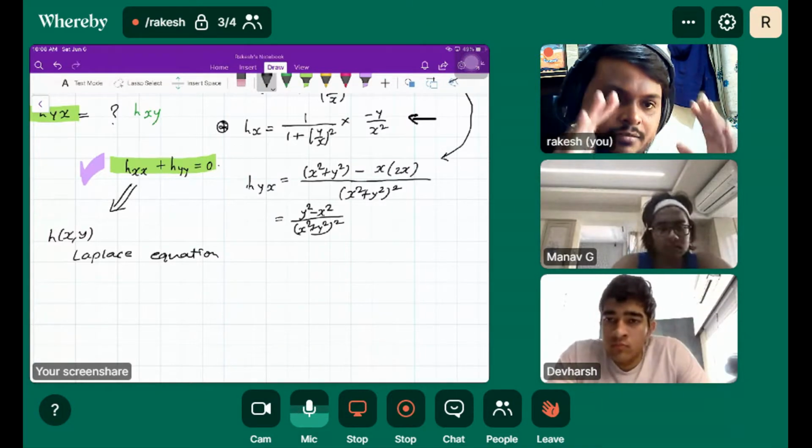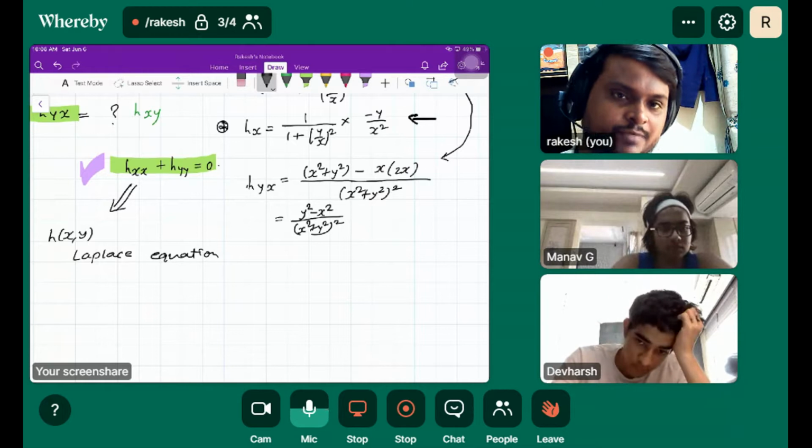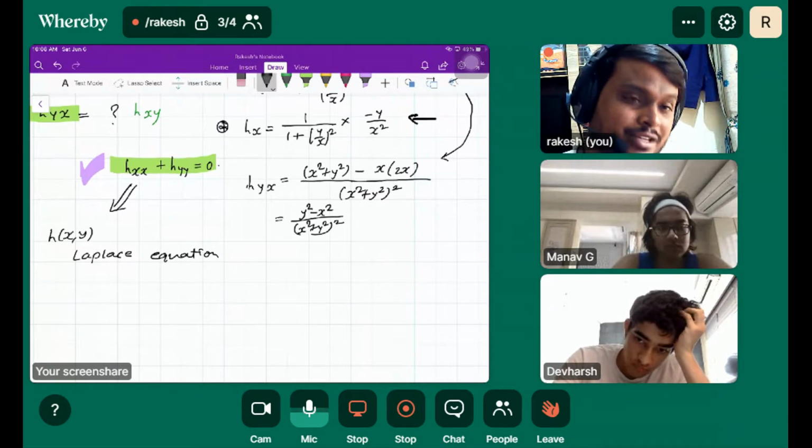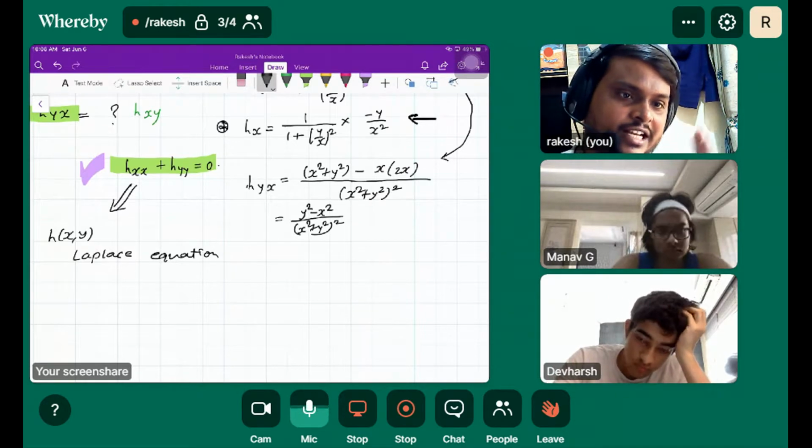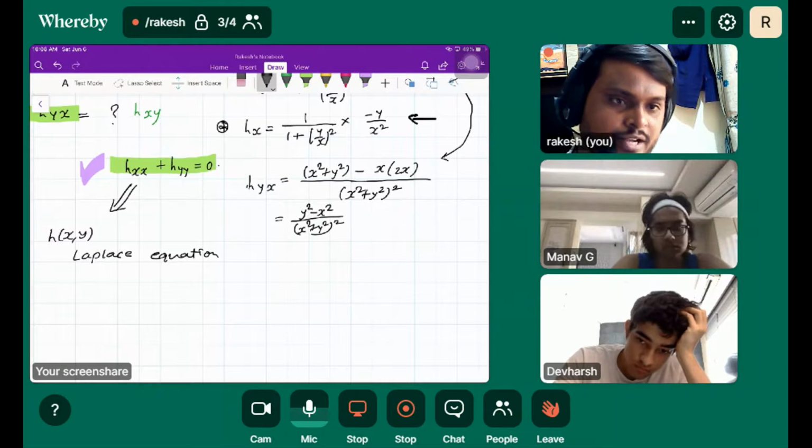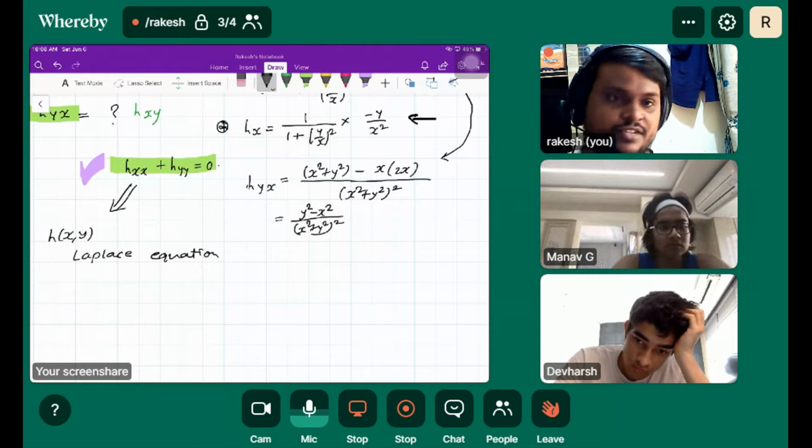So as a mathematics teacher, I have to explain why this is called the Laplace equation, because h_xx plus h_yy is equal to 0. The application part you will definitely learn from the other subjects.